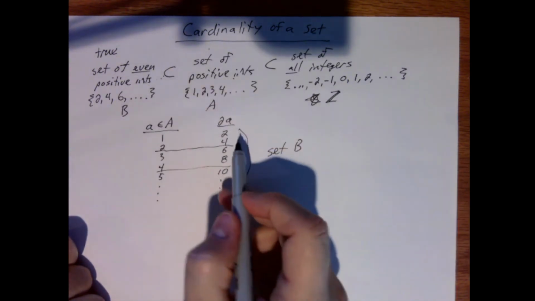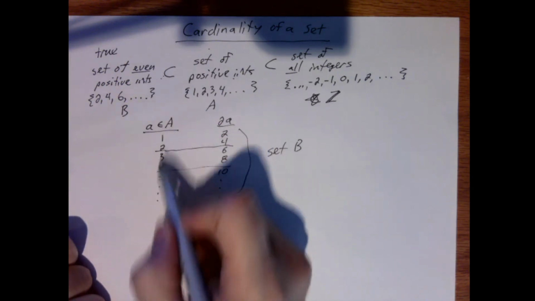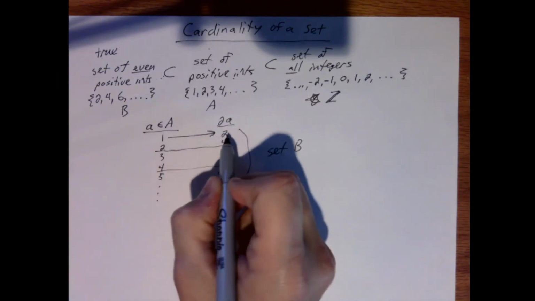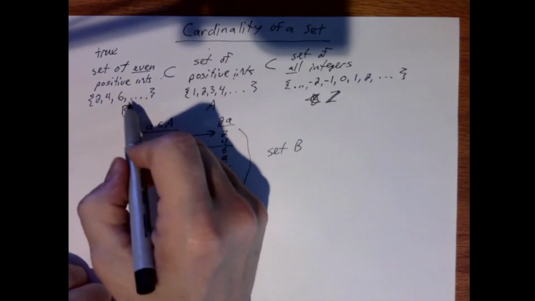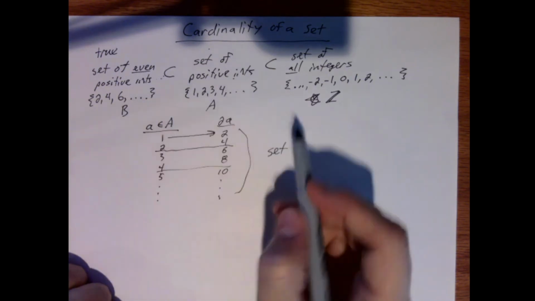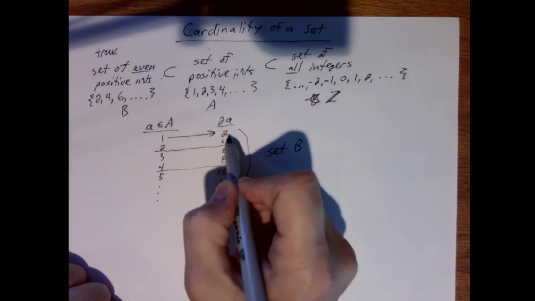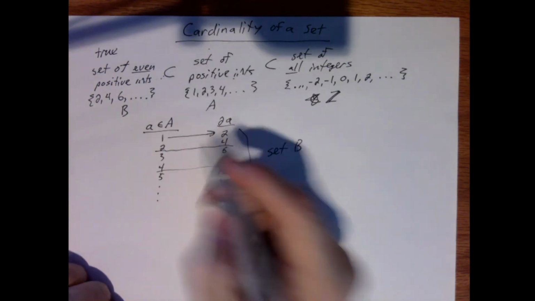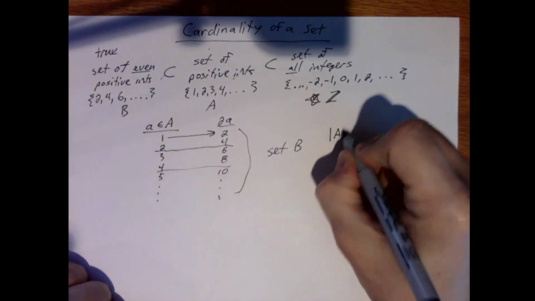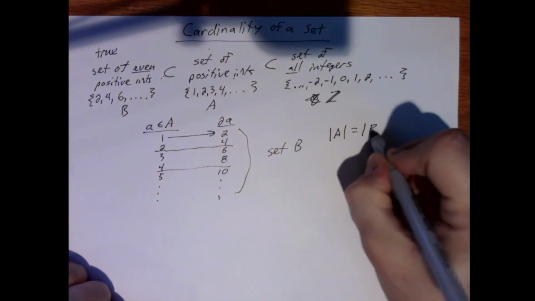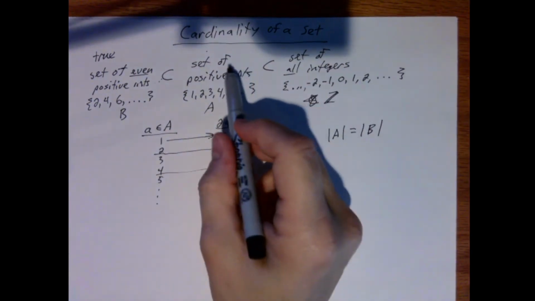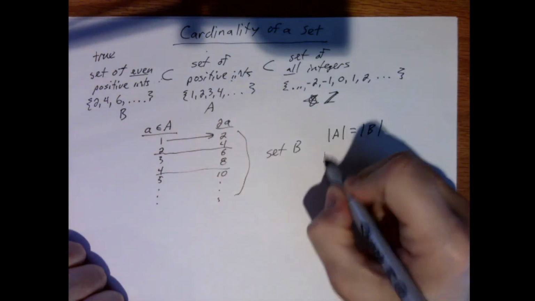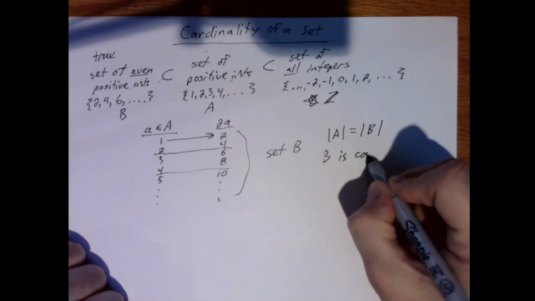I just found a mapping, so that for every integer in the set of positive integers, I can show how to get to one of the elements of set B. And I can go back the other way. We could take one half of these numbers and come back this way. So therefore, I have the bijection, and that means that the cardinality of A is equal to the cardinality of B, and the set of positive integers happens to be countably infinite, so that means that B is countably infinite.